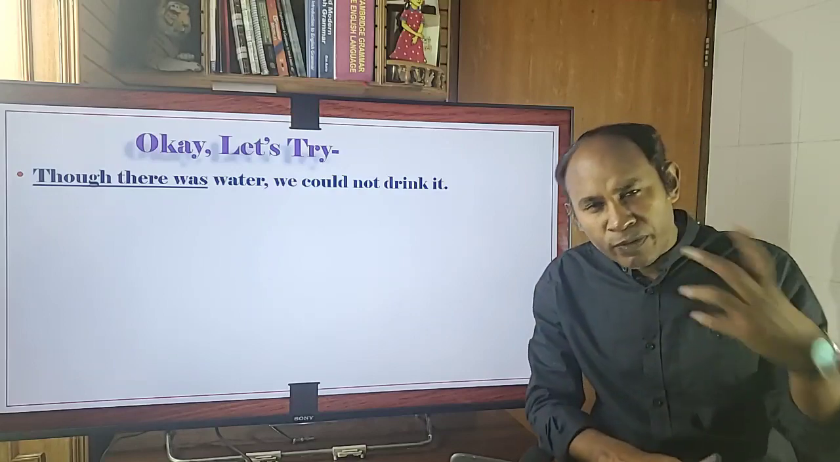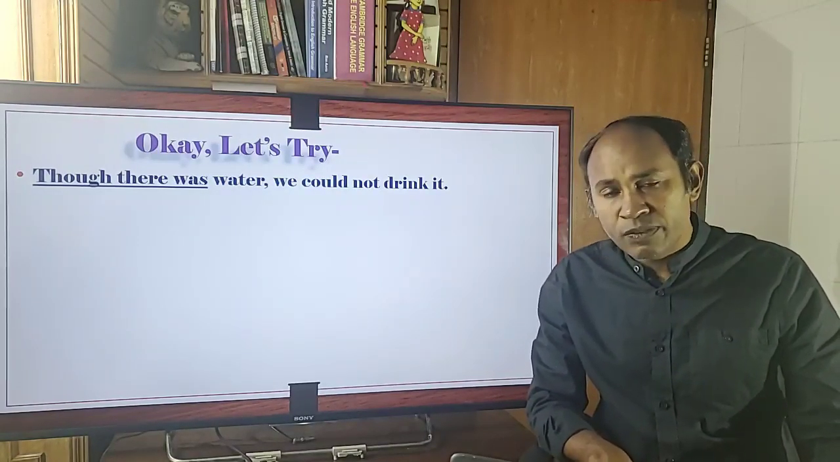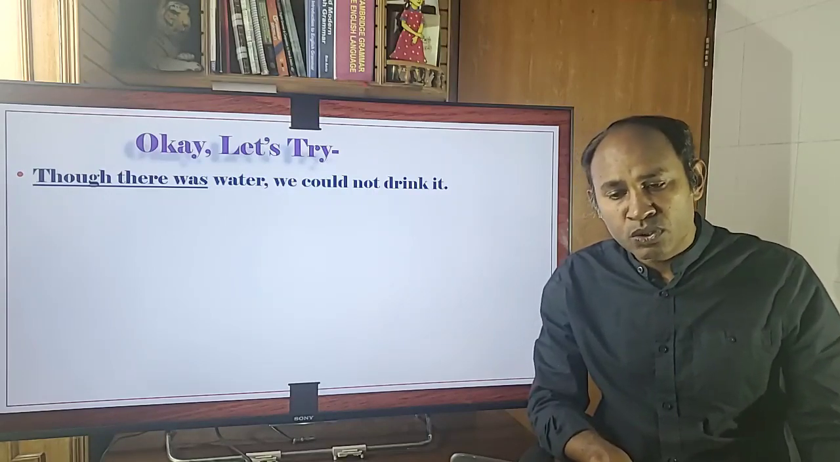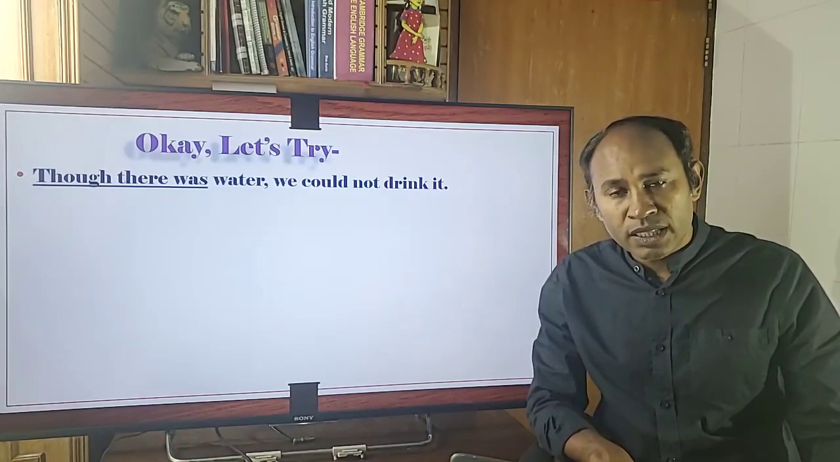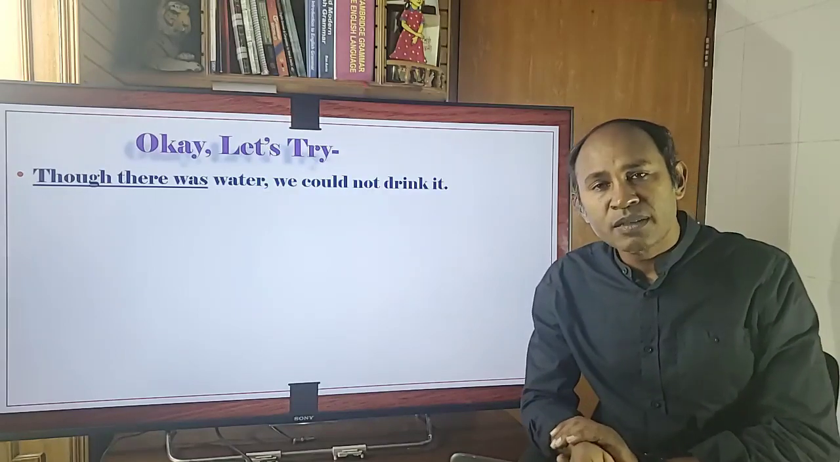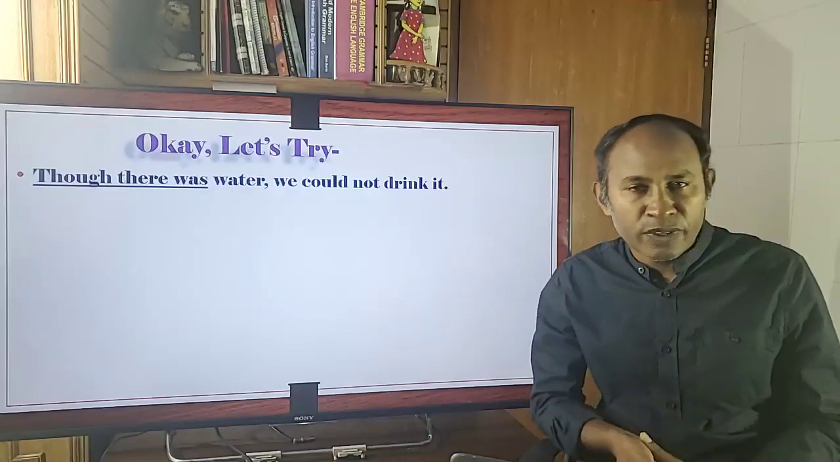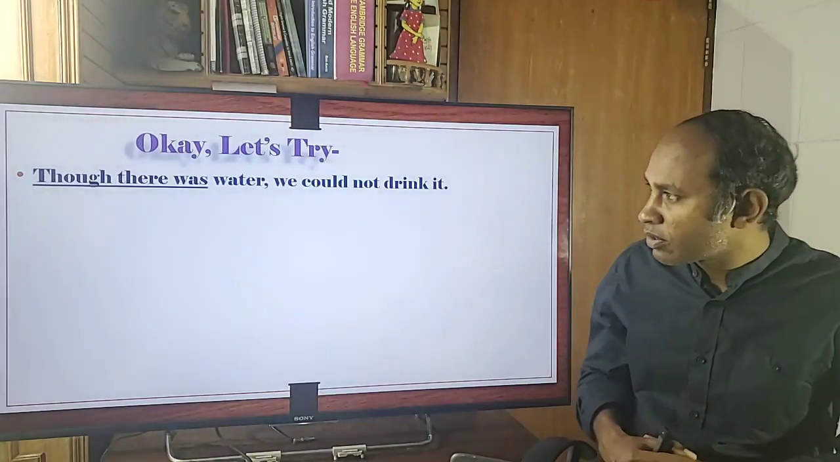But if you go to the very interior of the grammar, then we can find out the difference. Although starts the sentence. That means although sits at the beginning of the sentence, but though can be used in the middle. Usually that is the difference, but this is not an acute difference, such that you would lose marks in the exam for it. That is not okay.